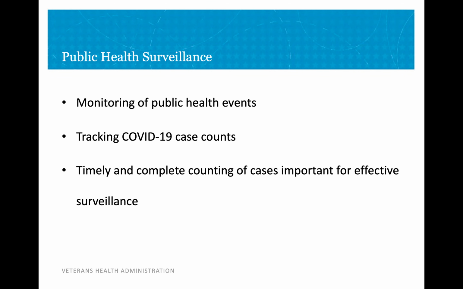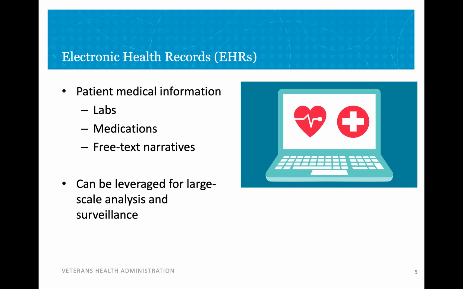So I'll start by saying a bit about public health surveillance. Surveillance is the monitoring of public health events, including infectious diseases. In the context of COVID-19, this mainly means tracking COVID case counts. And for surveillance to be effective, it's really important to have a timely and complete counting of cases. One data source which supports this is the electronic health record, which contains digitized patient medical information from various domains, and the EHR can be leveraged for large-scale analysis and surveillance.